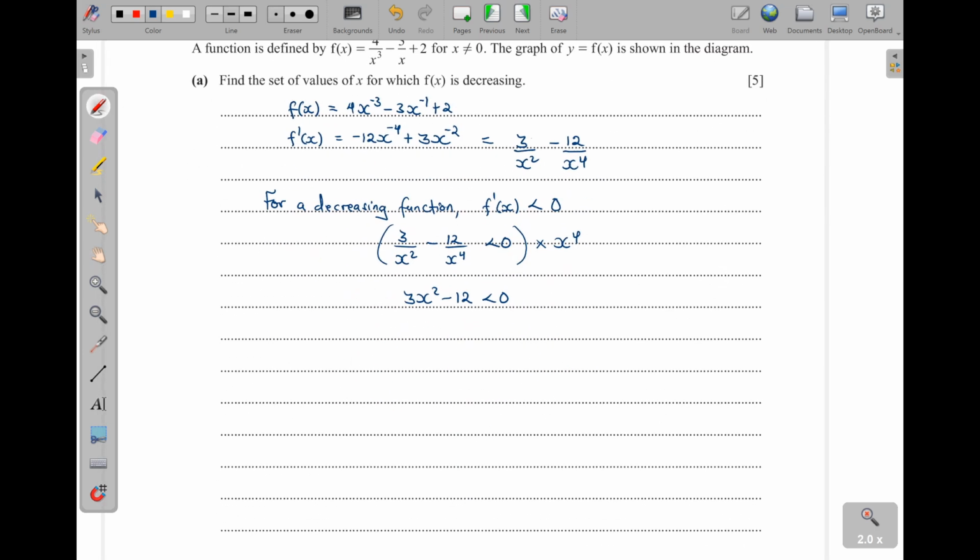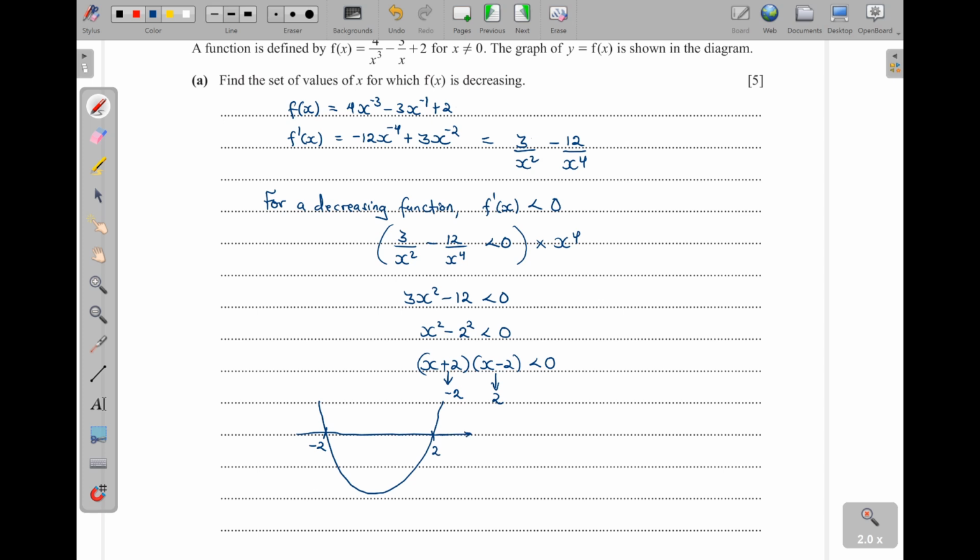Then I can divide all through by 3, so we have x squared minus 4, where 4 is 2 squared. This is a difference of two squares, so x plus 2 times x minus 2 is less than 0. Since the coefficient of x squared is positive, we have a U-shaped curve, with critical points where each factor equals 0, giving negative 2 and positive 2.